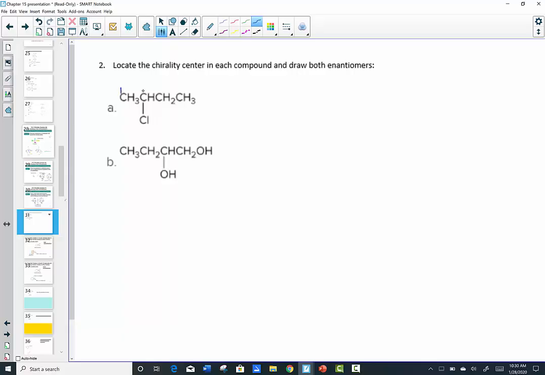Well, I have 1, 2, 3, 4 carbons in that chain, and at carbon 2 we have a chloro group. This would be called 2-chlorobutane. At carbon number 2, that's my chiral center. Do you see how it has 4 unique attachments? One of the attachments is leading to a hydrogen. One of the attachments is leading to a methyl group. One of the attachments leads out to a chlorine. And the last attachment is an ethyl group.